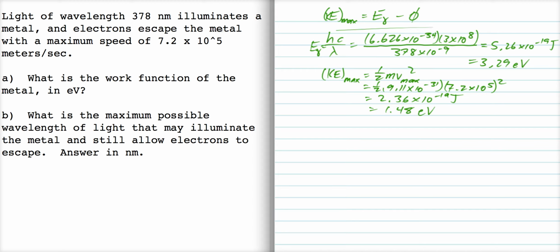I can take this equation here, and I can say that the maximum kinetic energy is equal to the incident energy minus the work function. Notice that I got both of these numbers here in eV. You don't want to mix up eV with joules. It doesn't work, and it'll give you a nonsense answer. So phi, the work function, is 1.81 eV.